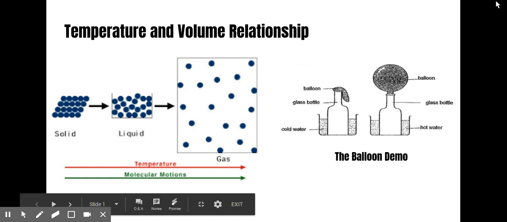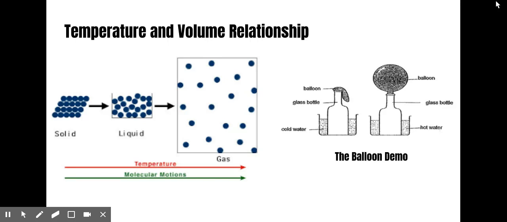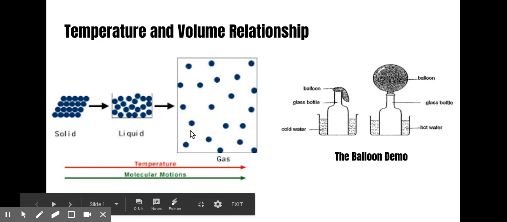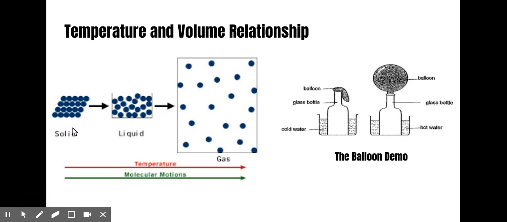All right, so this objective deals with the relationship between temperature and volume, and density and volume. We're going to start with temperature and volume. If we look at these pictures right here, we have a solid, liquid, and gas. As we increase the temperature, we can see the particles within those different types of matter become more and more spread out, or less compact.